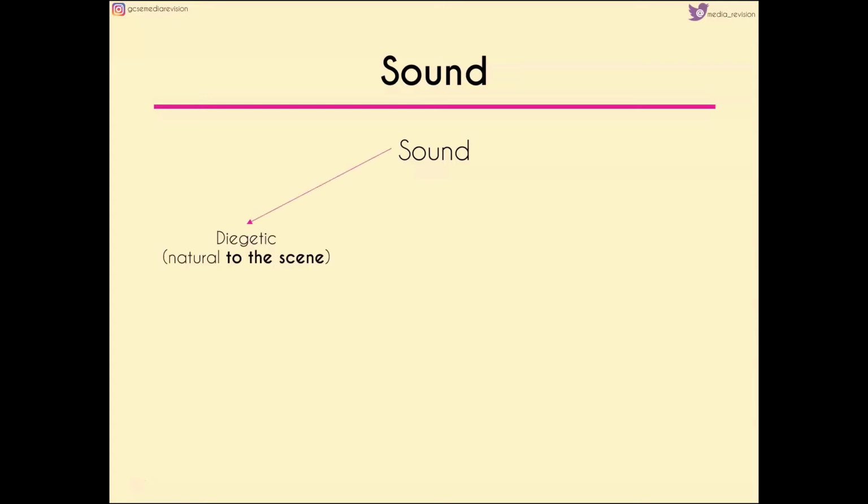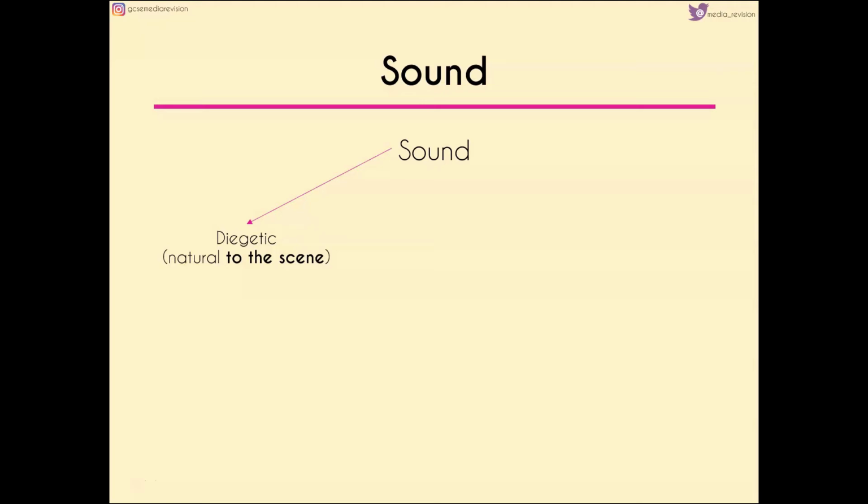The first one is something called diegetic sound. That is anything that is natural to the scene. So we're not just talking about natural sounds like birds singing or the wind, things that we would expect to find in nature. We're talking about things that are expected within the scene that we're watching.